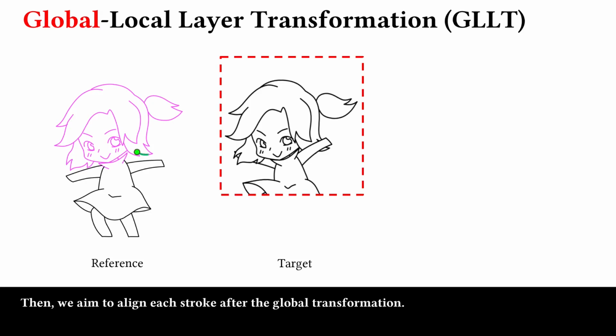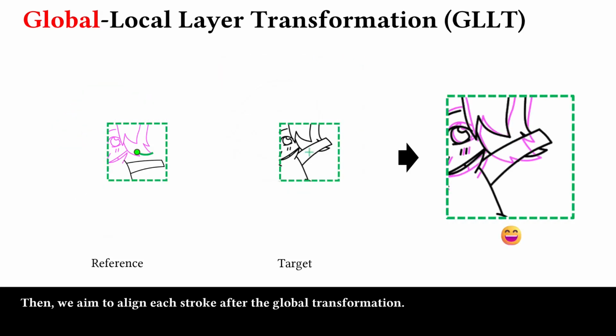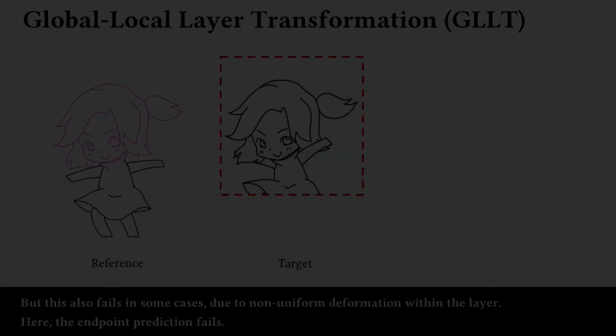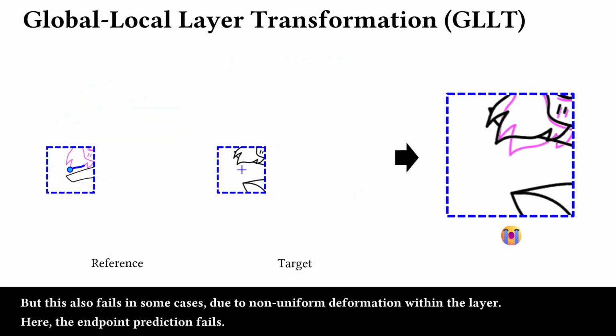For example, for this stroke, we also crop patches using windows in a stroke view. We can see that even though this stroke is occluded in the target frame, the global layer transformation helps indicate its possible position. But this also fails in some cases due to non-uniform deformation within the layer. Here, the endpoint prediction fails.